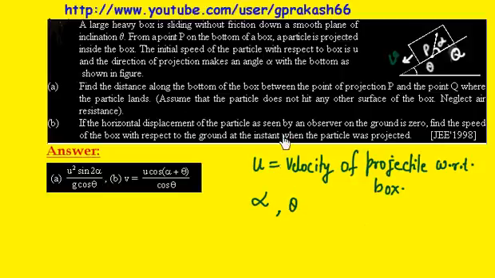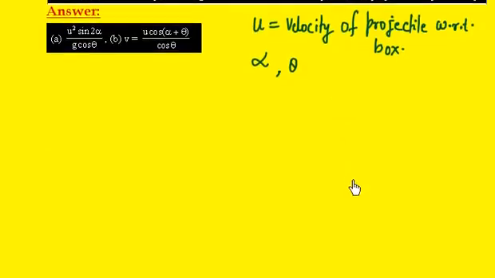Find the distance along the bottom of the box between the point of projection P and point Q where the particle lands. So we have to find the distance between the point of projection and the point of landing, and assume that the box is sufficiently large and you have to neglect the resistance. So you see what we will do.